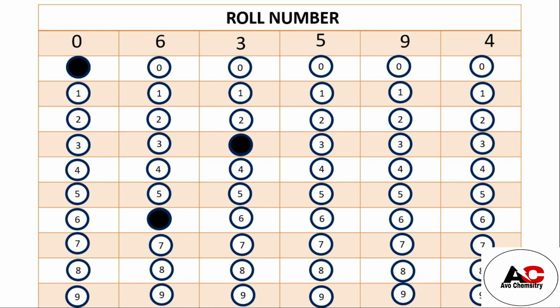The fourth digit of your roll number is 5. So you will choose the fifth bubble and mark it in the fourth column. The fifth digit is 9. So you will choose the ninth bubble in the fifth column. The last digit is 4. So you will mark the fourth bubble in the last column. So students, in this way, you will fill the given boxes and bubbles in order to show your roll number, right?